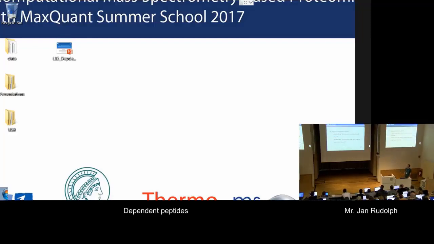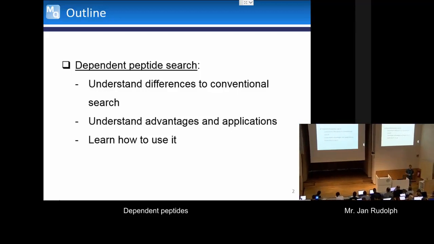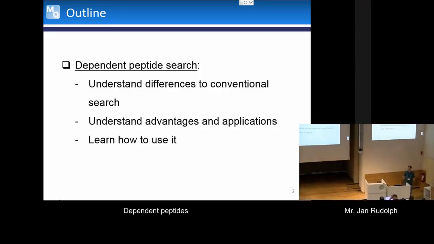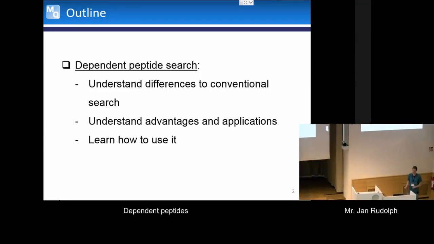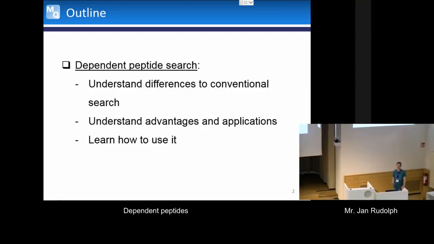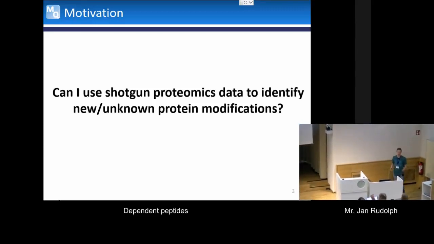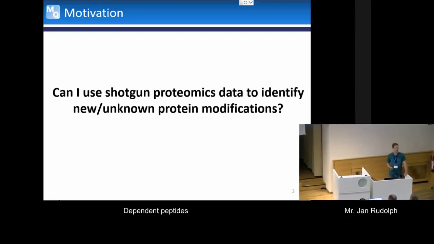So in this talk, we will cover the dependent peptide search, and I will try to focus on 3 points. First, that you understand the differences between the dependent peptide search and the standard search, which is how you usually run MaxQuant, and also understand the advantages and applications. And lastly, I will also quickly show you how you can use it for your own analysis. Okay, so the main motivation is, can I use my shotgun proteomics data to identify new and unknown protein modifications?